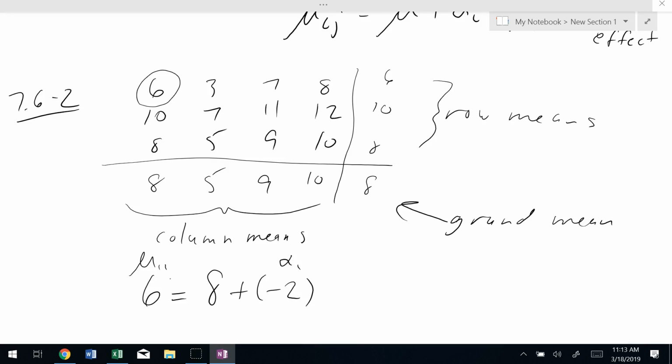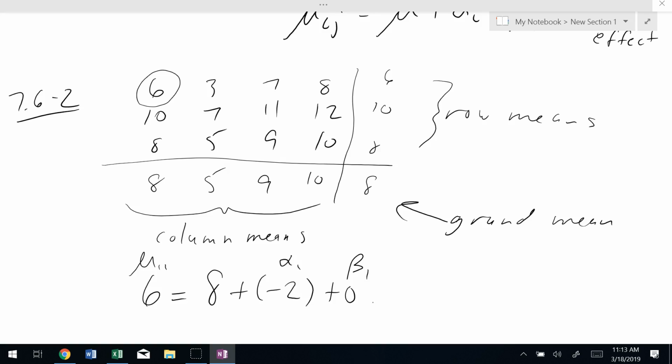Then look at our column. We're in column 1. The mean of that column is 8. The overall mean is also 8. So what's the column effect here? 0. There isn't any, right? So that would be your beta 1. Does that make sense? And in fact, you can figure out your alphas and your betas pretty easily, right?